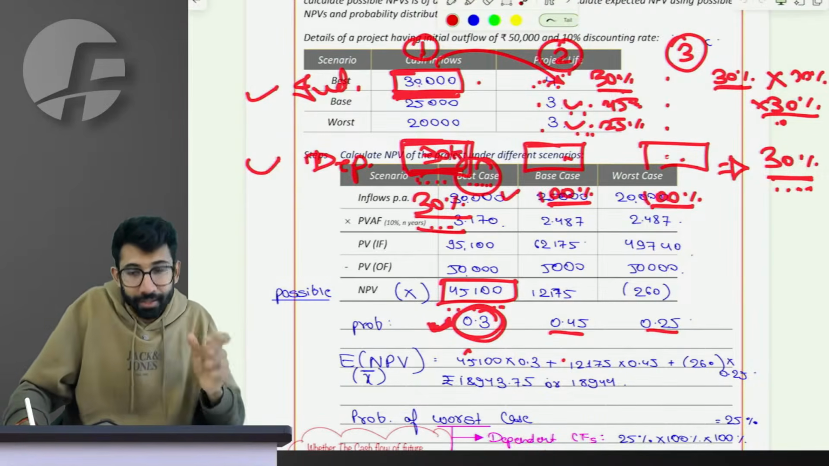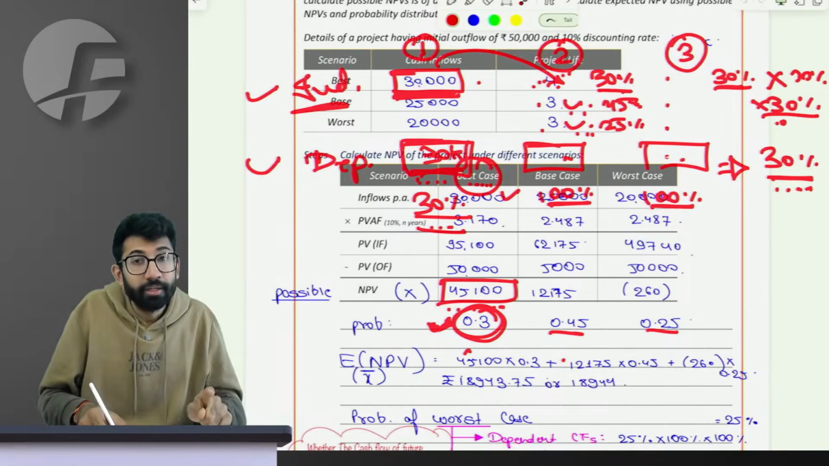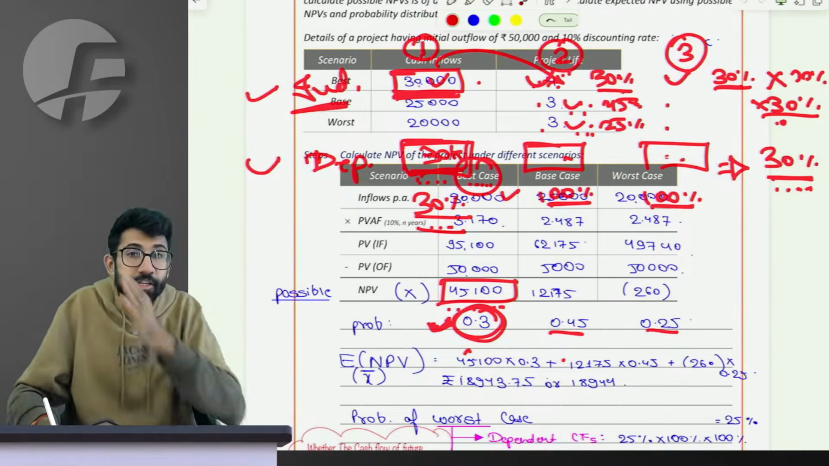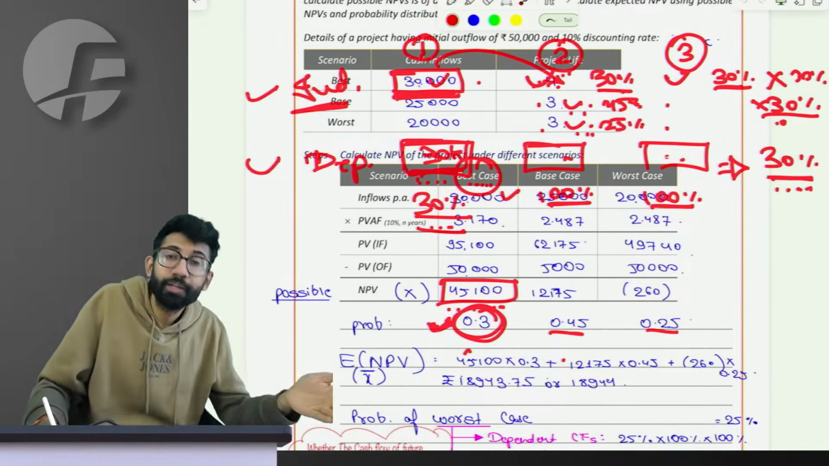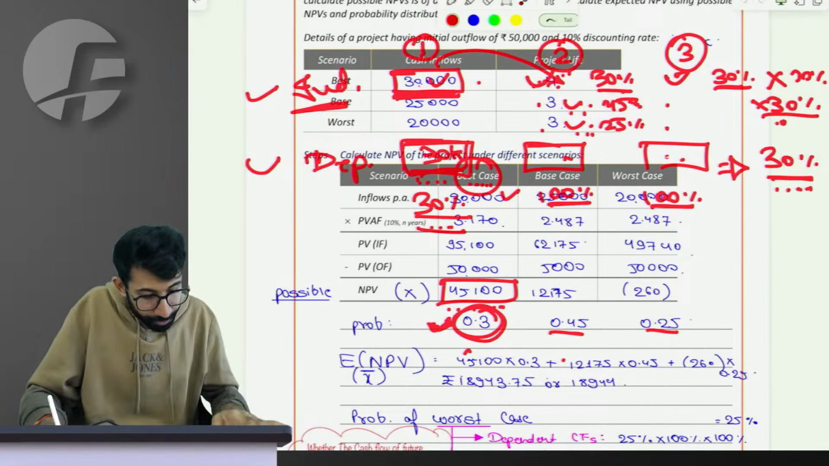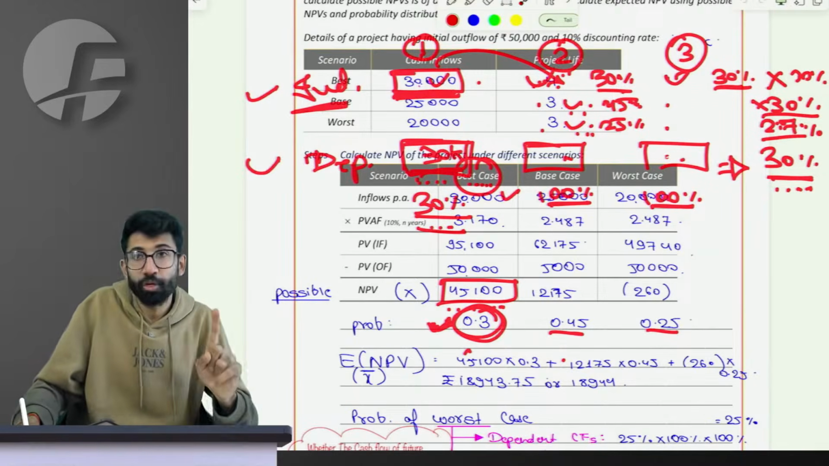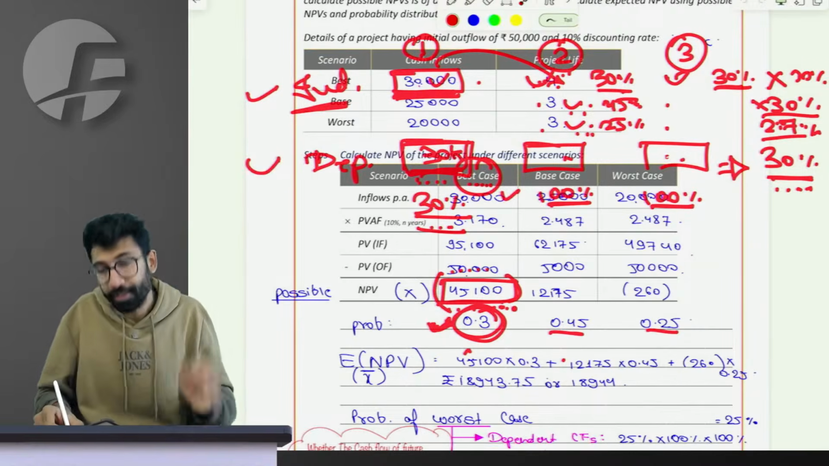Can you please connect this particular thing, that if the cash flows are independent, the probability of generating 30,000 in all 3 years, the joint probability, will be 30% into 30% into 30%. 30% multiplied by 30% multiplied by 30% is only 2.7% overall probability of generating 45,100 if the cash flows are independent.